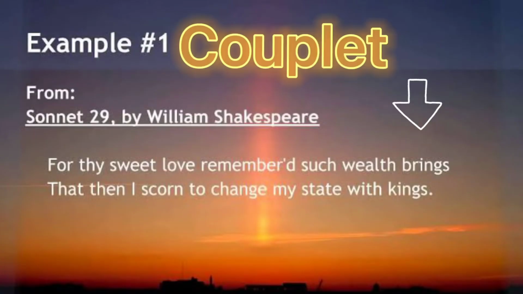For thy sweet love remembered such wealth brings, that then I scorn to change my state with kings. So in the final 2 lines now, you've come to your conclusion. These 2 rhyming lines called a couplet are where you bring your sonnet home. Give your final judgment on your subject, good or bad or whatever. Shakespeare usually would give some kind of surprise comment to his readers in the couplet.